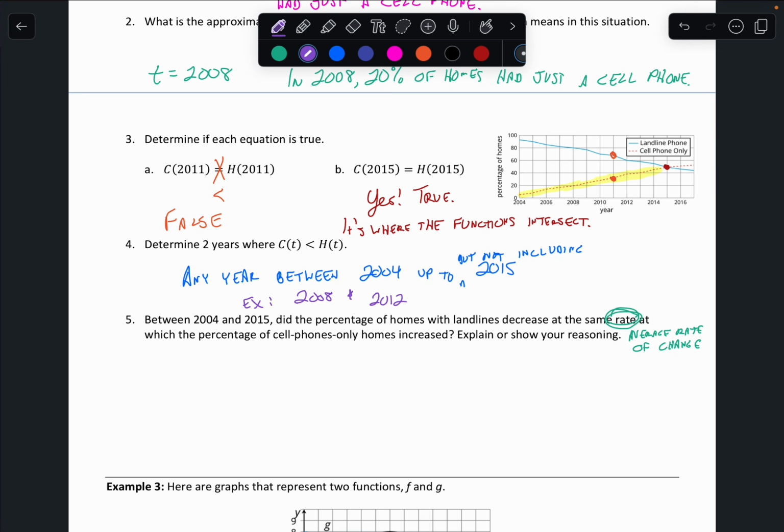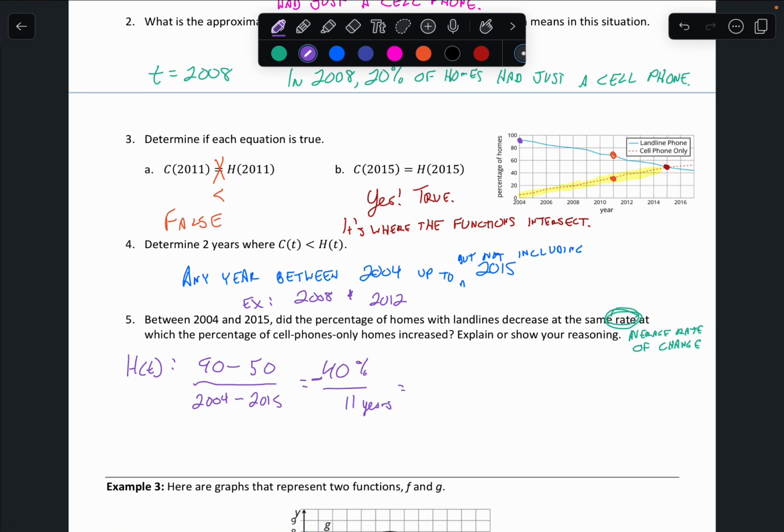All right, so if we look at landlines, H of T, okay? H of T, like it started up here at, I don't know, we'll say about 90%. And then it went down all the way to, what year are we looking at? To 2015, to about 50%. Okay? And that happened in 2004 to 2015. So if we subtract those, we went down about 40% over the span of 11 years.